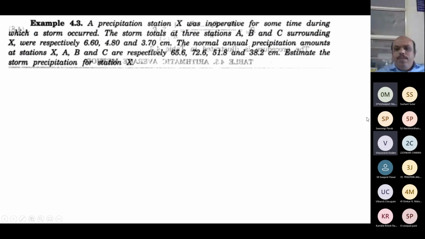Okay, take down the next problem on this second method, the normal ratio method.